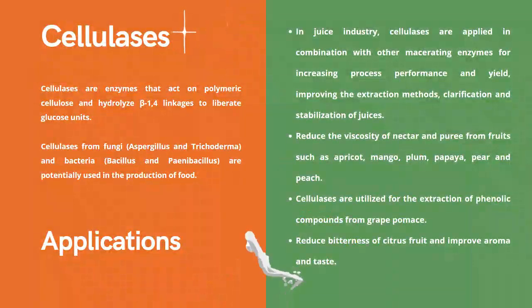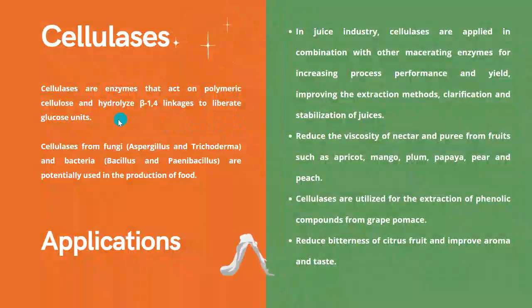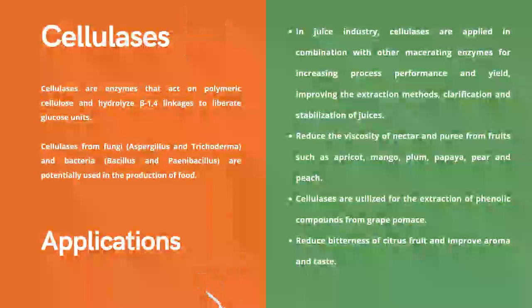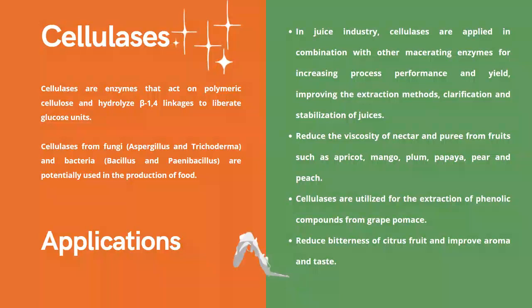So moving ahead, cellulases. What are cellulases? These are the enzymes that act on the polymeric cellulose and hydrolyze beta 1-4 linkages to release glucose units. Glucose, as you know, is a simple sugar, right? So cellulases act on complex celluloses and break down the beta 1-4 linkage and release simple glucose molecules so that they can be used easily.